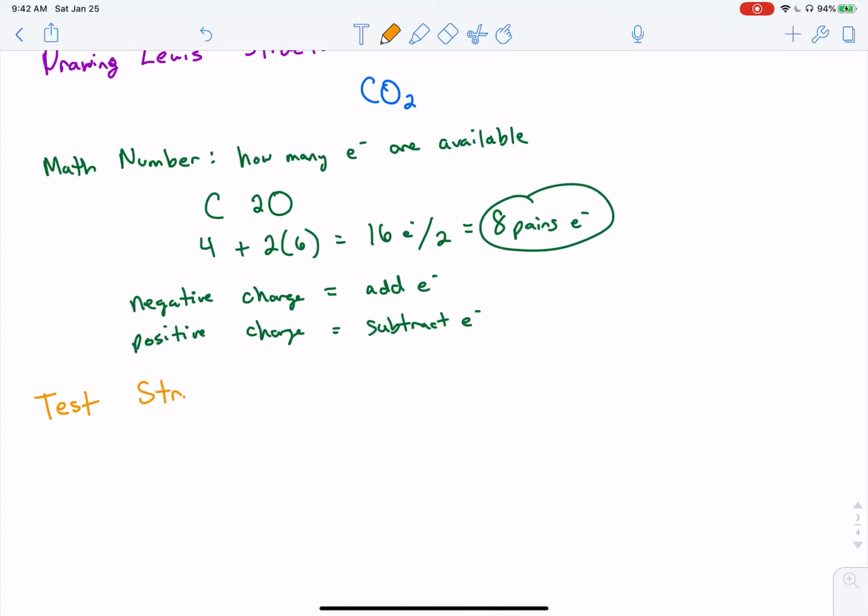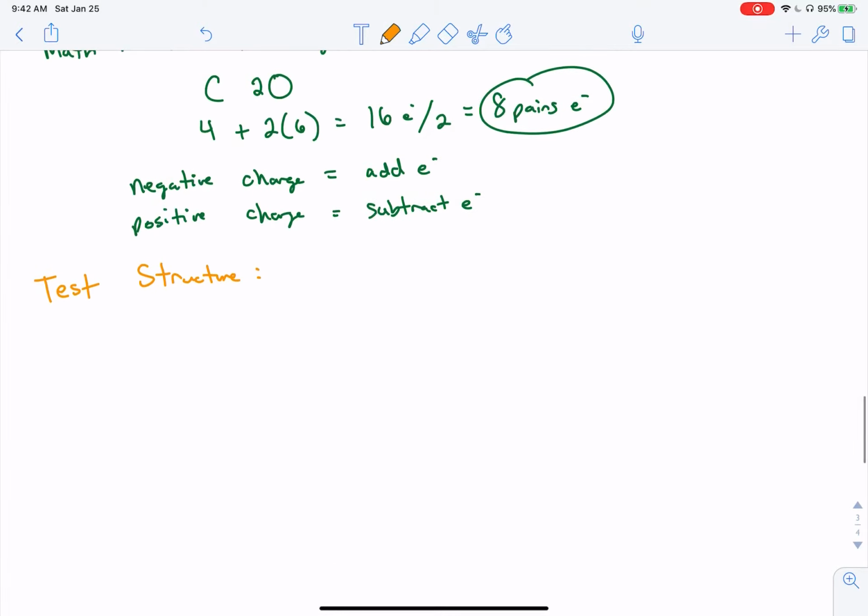What I do next is I draw a test structure. A test structure in my definition is the structure where all atoms meet their electron needs with single bonds.